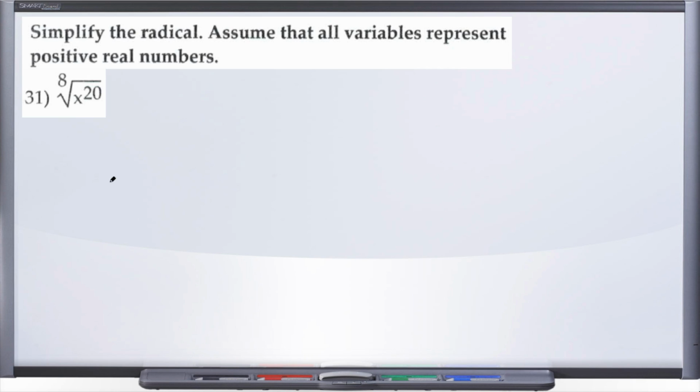All right, so here with number 31, they've given us the 8th root of x to the 20th. So let's go ahead and break this down into good stuff, bad stuff. And hopefully by now you're catching on to the pattern, and you know that when we're dealing with a variable and its exponent, we want to think in multiples of our root. So in this case, our index or root is 8. So let's start thinking in multiples of 8.